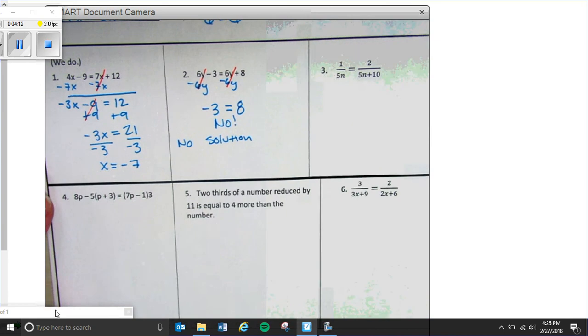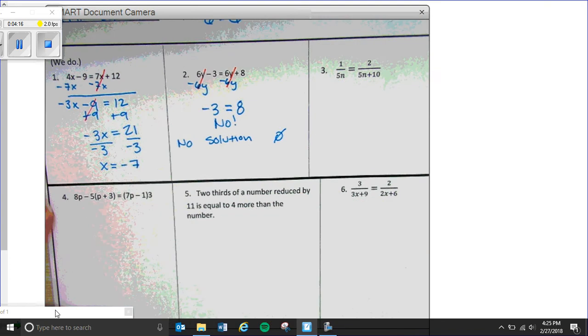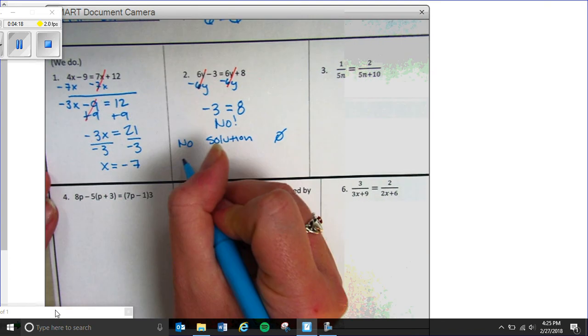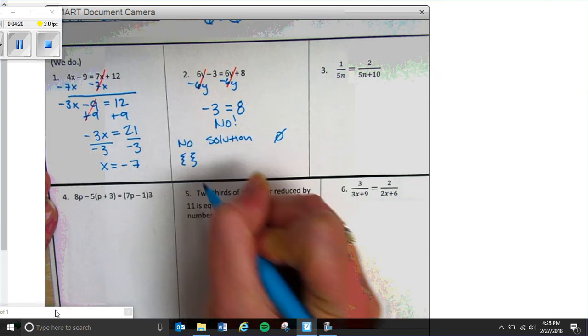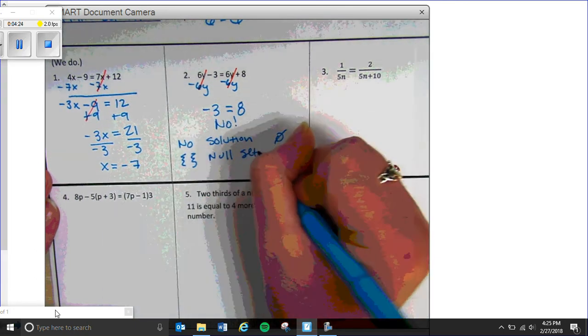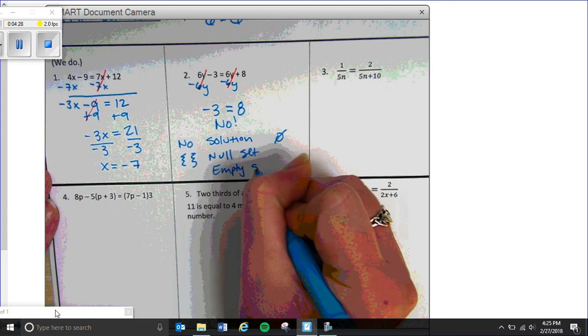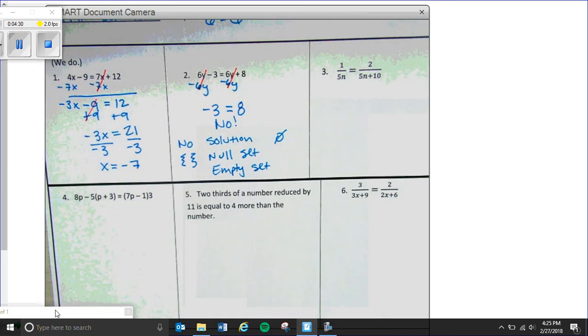Okay, and there are a few other ways to write that. If you think back, we've learned this. You can have empty braces. You could see the words null set or empty set. All of those things mean no solution. So if you ever see any of those options for no solution, that's what those mean.